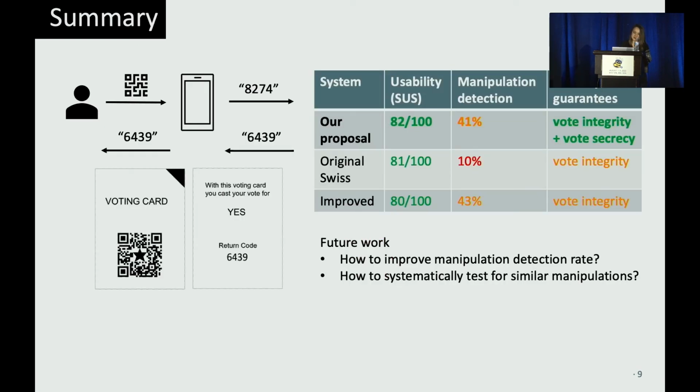Right, so to summarize, we have proposed a system for verifiable code voting, and we have shown that it can indeed be usable. What we can still work on is to further improve the manipulation detection rate, because as you see, 40% being able to detect manipulation is not great, so maybe something can be done to improve this. Another direction of future work is to focus on systematically testing for these manipulations, because we came up with one way the attacker can modify the voter interfaces to see if it works or not, but maybe there are more systematic ways to come up with all kinds of different ways that attackers can deceive the voters into not completing the verification procedure.